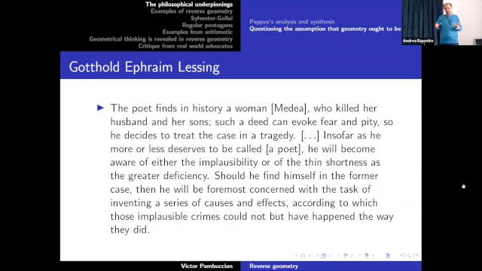So either he sees that this is completely plausible, or he thinks this is too short an action. So one of these two will be displeasing. Should he find himself in the former case, then he will be foremost concerned with the task of inventing a series of causes and effects, according to which those implausible crimes could not but have happened the way they did. So here we see a reverse undertaking that a playwright would undertake. You start with an end, and you have to build up a completely convincing flow of events that get from those conditions to the given end.